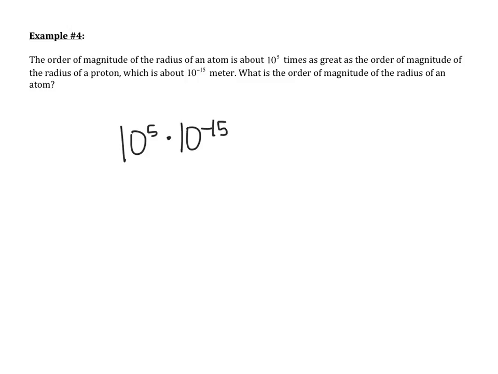Remember, when you're multiplying things with like bases, you just add the exponent, so I'd have 10 to the negative 10th. Since they left the radius of the proton as 10 to the negative 15th, I'm going to leave the radius of the atom as 10 to the negative 10th, but know that typically you're not supposed to leave negative exponents in your answer. But the radius of the atom would be 10 to the negative 10th, and I guess this would be meters since it was 10 to the negative 15th meters to begin with. So the radius of an atom is 10 to the negative 10th meters long.